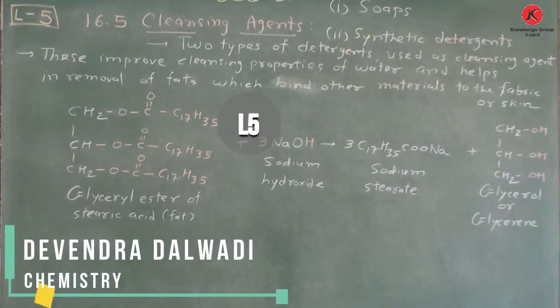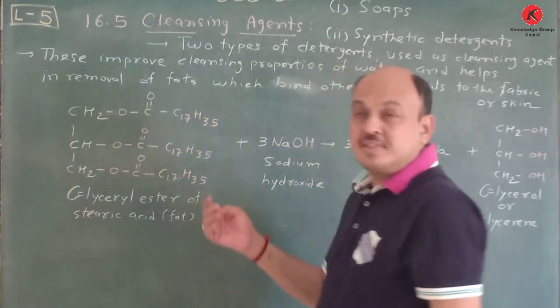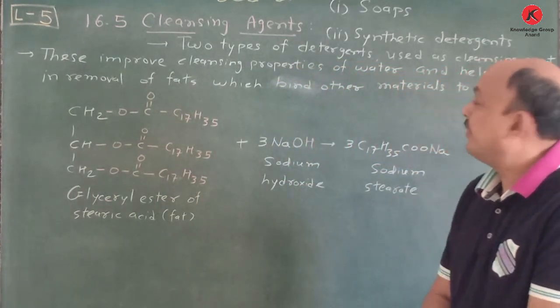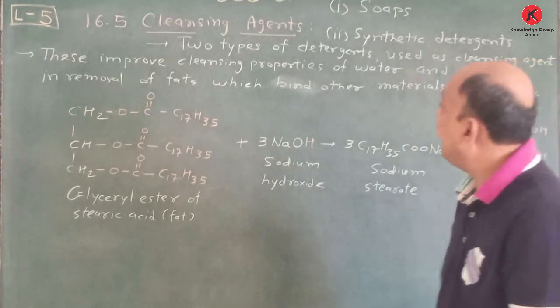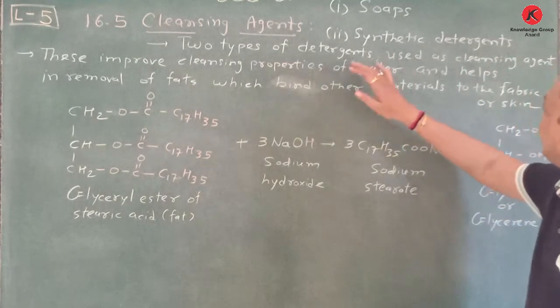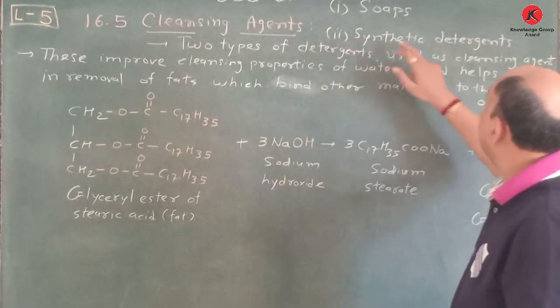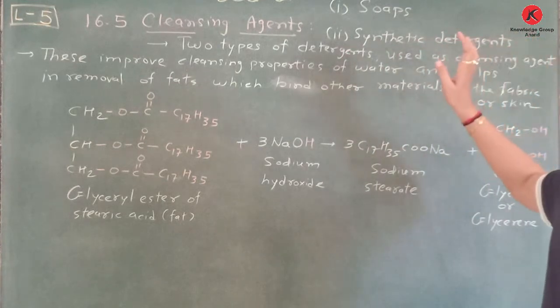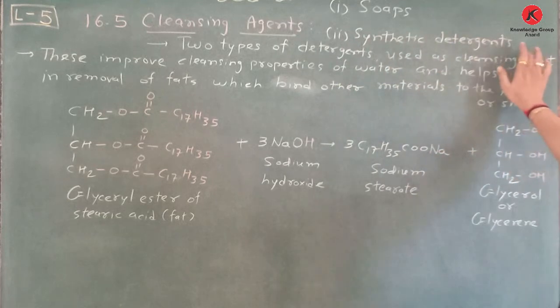Hello friends, now in unit 16, lecture number 5, standard 12, 16.5, cleansing agents. These cleansing agents are classified in two ways, that is, two types of detergents which are used as cleansing agents. First is soaps and second is synthetic detergents. Soaps, not soap, is it clear? Soaps. Second is synthetic detergents.